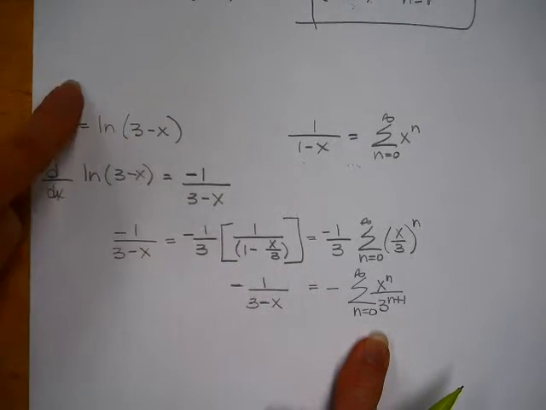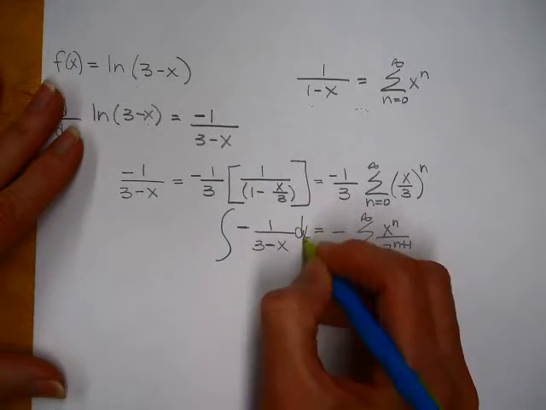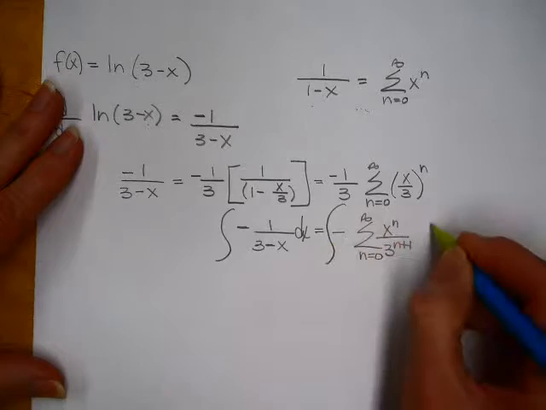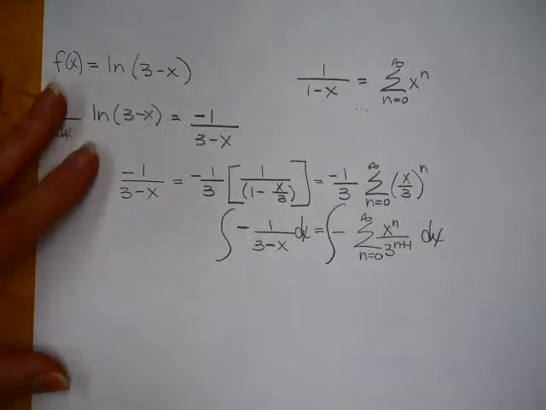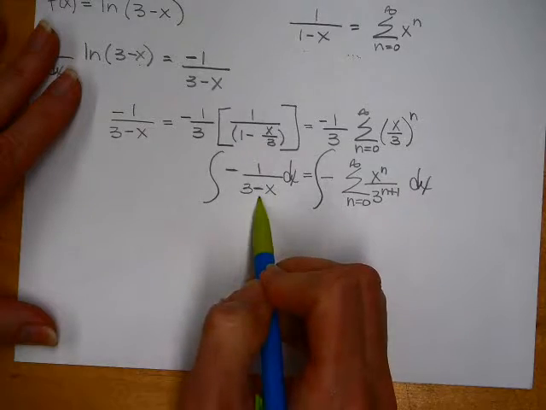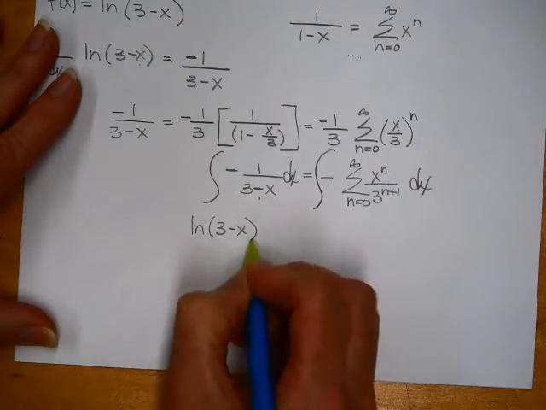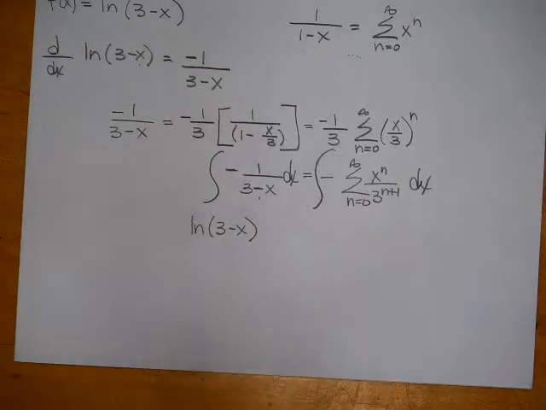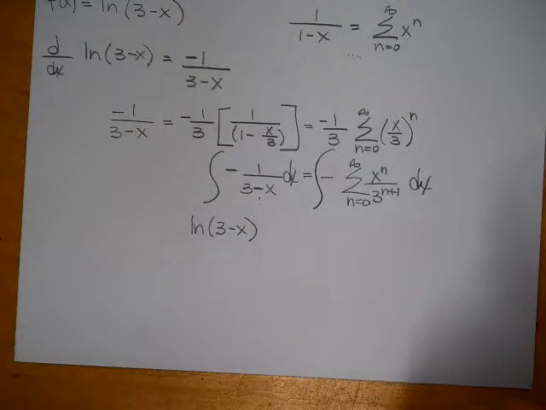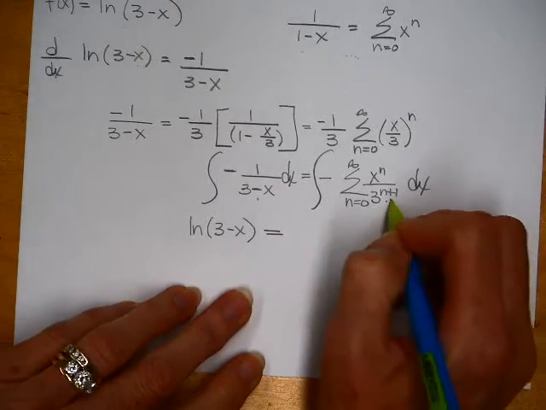So to get back to a natural log, I need to integrate this with respect to x, which means I integrate this side with respect to x. The integral of this has got to be the natural log of 3 minus x, because the integral undoes it. It's the opposite of the derivative. Equals. I'm going to integrate this side over here.